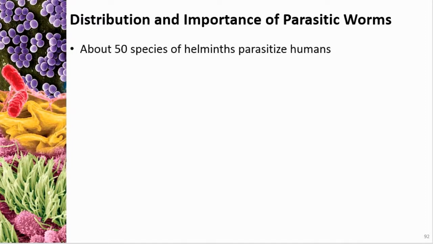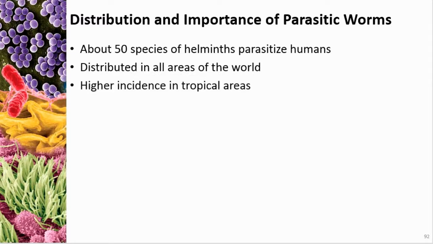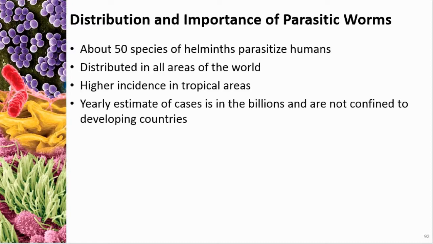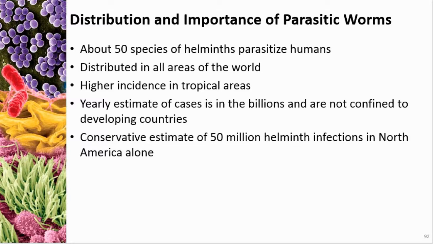Okay, so there are about 50 species of helminths that will become parasitic in humans all over the world. There is higher incidence in tropical areas because the worms can survive outside of a host in these areas much more easily than they can in areas with more extreme environments, extreme heat and extreme cold, which would be away from the equator primarily. So there are billions of infections all over the world, in all different classes of people and socioeconomic status. Anyway, it's estimated that there are at least 50 million infections in North America alone every single year.